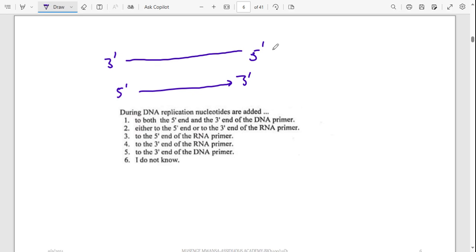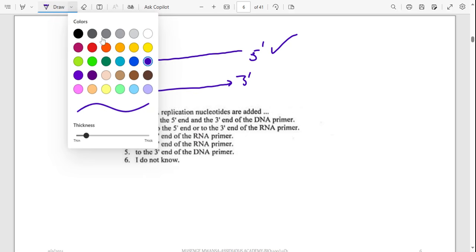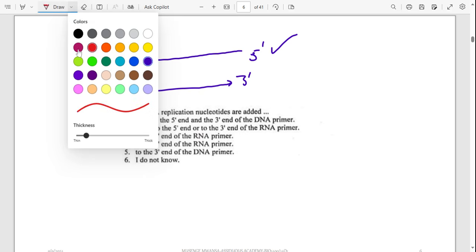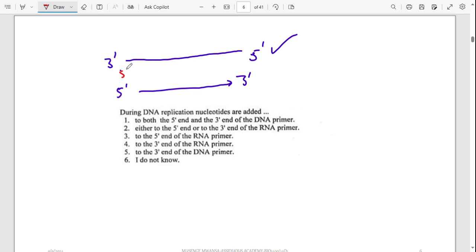So the chain that we use in replication is this one that is running from the 3 prime to the 5 prime, meaning that the new strand we are going to be forming is going to be running in the 5 prime to 3 prime direction. Okay, so this is the strand that we are going to be forming. So meaning that if I've got, let's say, a DNA molecule, so it is like this.